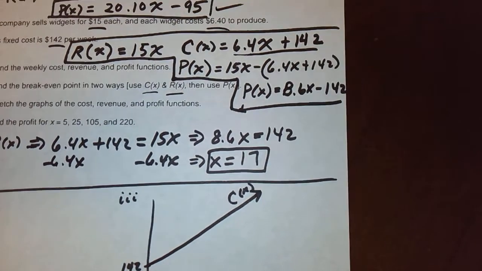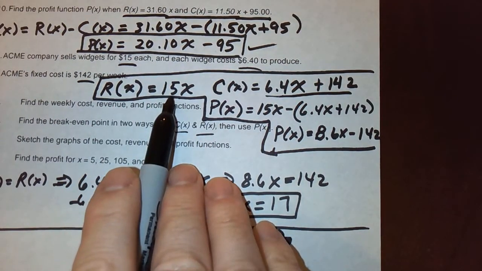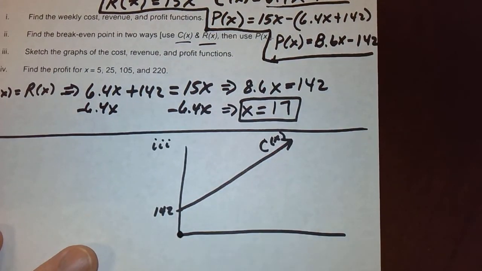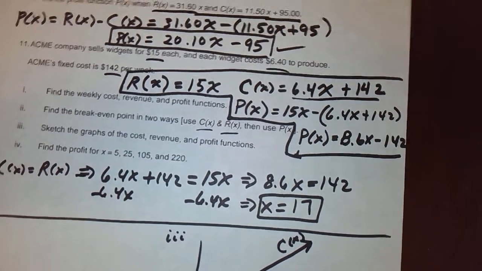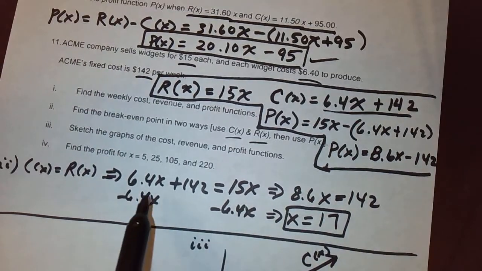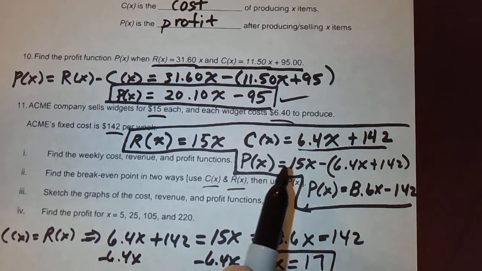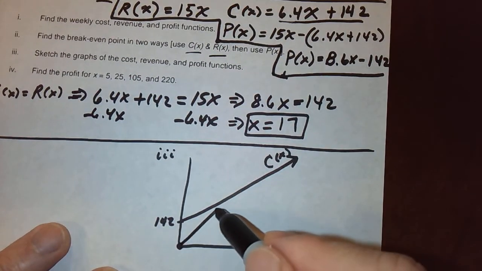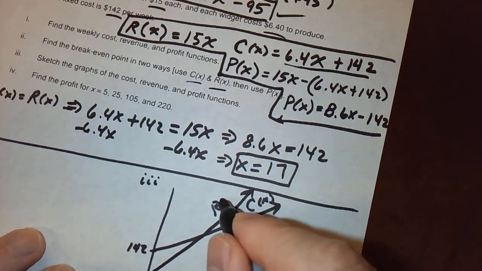The revenue function, what's the y-intercept of the revenue function? R of x equals 15x plus 0. So it's got the origin, 0, 0, as its y-intercept. Notice that the slope of the revenue function is 15, which is much greater than the slope of 6.4 in the cost function. So it's going to go up much steeper, and it's going to cross the cost function.